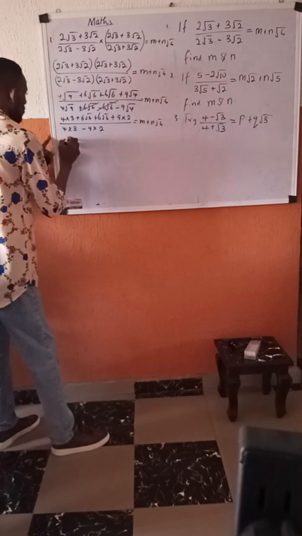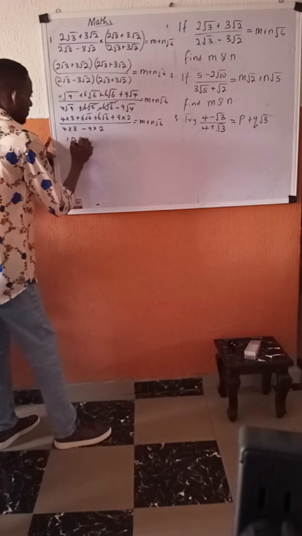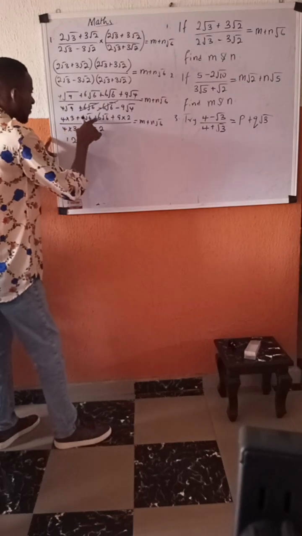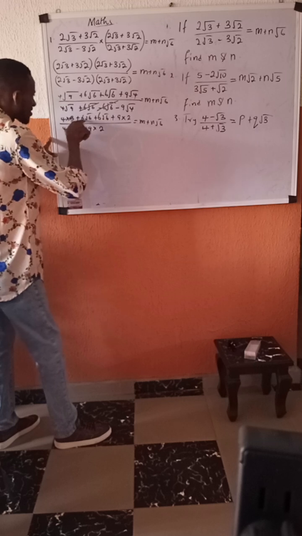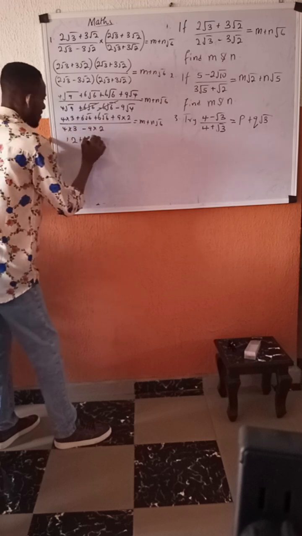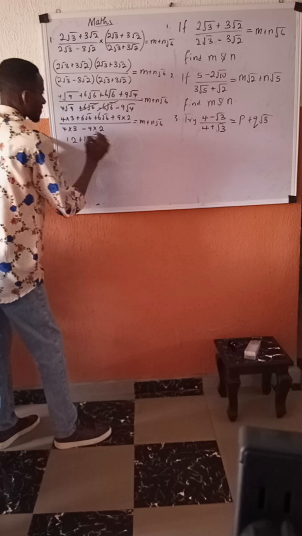So 4 times 3 is what? 12. Plus 6 root 6 plus 6 root 6. The coefficient here is 6. 6 plus 6 is 12.